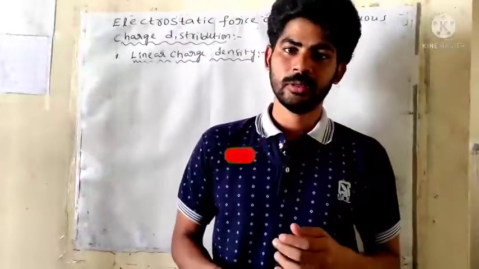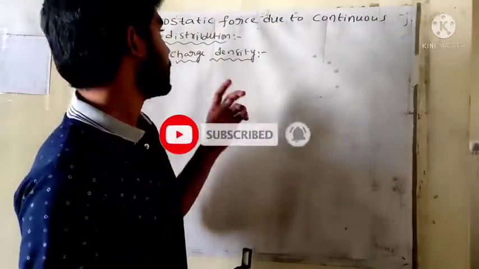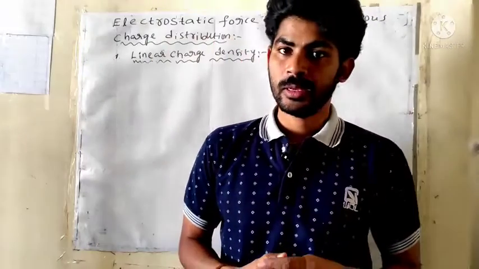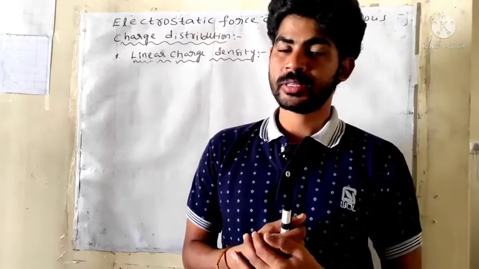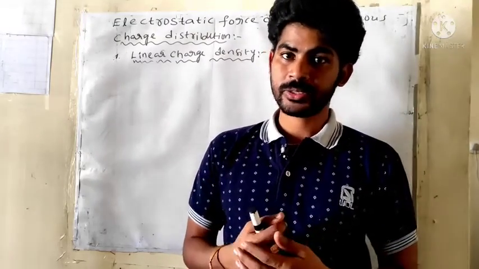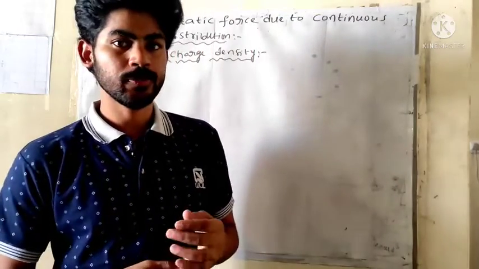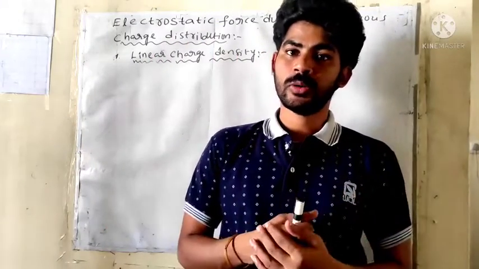Hi everyone. Today our topic is electrostatic force due to continuous charge distribution. Charge distribution has three types: charge distributed on a line, charge distributed on a surface, and charge distributed in a volume. We will discuss them one by one.